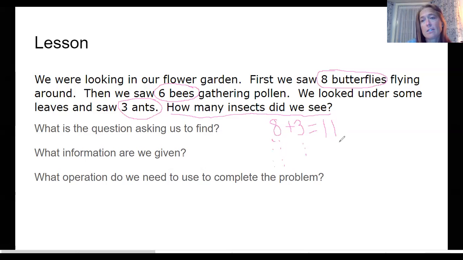Now, is 11 the answer? No, the 11 is not the answer because we've only added the number of butterflies and the number of ants. We still have the 6 bees that we have to add. Well, 11 plus 6, I know, but I'm also going to show you how to do it with base 10. Base 10 for 11 is 1 set of 10 and 1 unit or 1. And 6 is 6 ones or units.